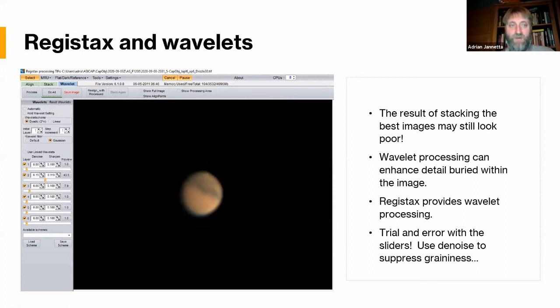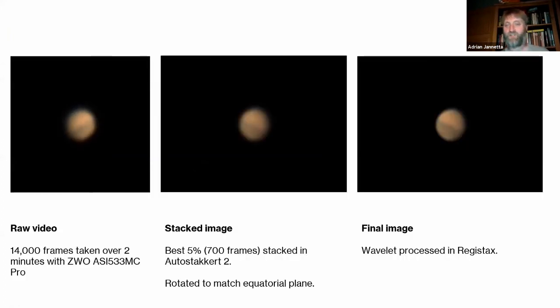That's it, it's done. Just to summarize the process, you take raw video, which doesn't look very good, you stack it, which improves things a lot, and then for your final image, you play around with the wavelets, you enhance the detail in the surface until you've got an image that you're happy with. And you do that over and over. So look at that, 14,000 frames, and I used 700 in the end to get that picture stacked and processed.